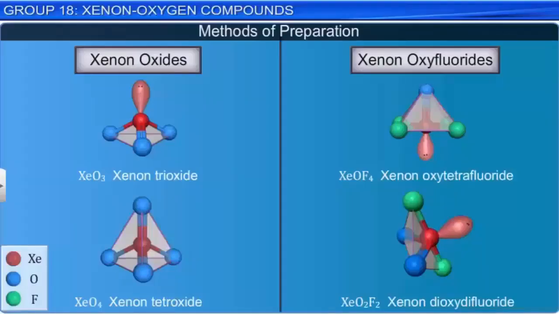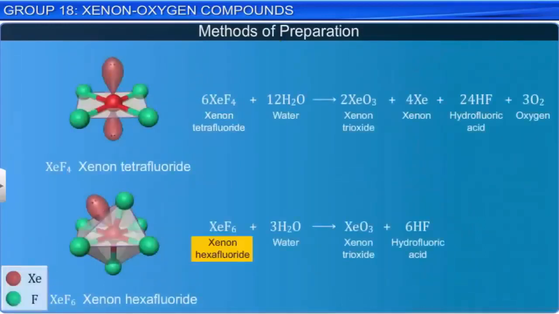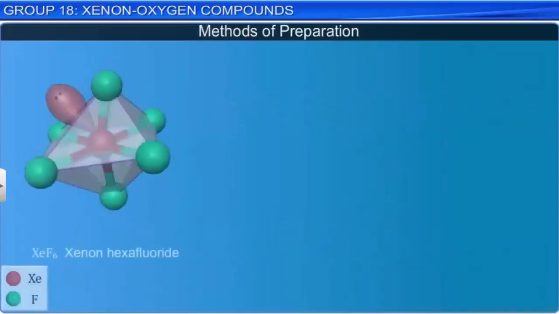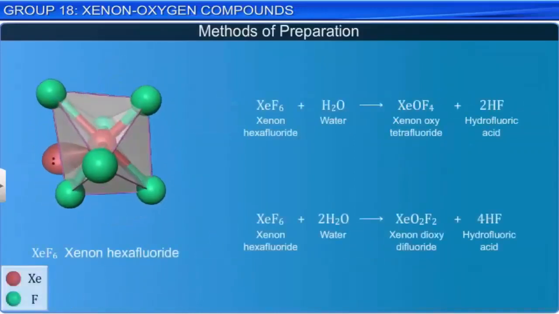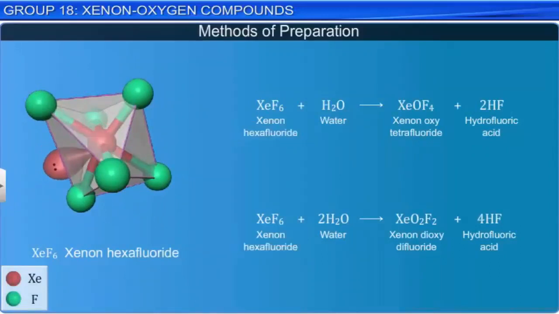Let us first discuss the methods to prepare xenon oxides and xenon oxyfluorides. Xenon tetrafluoride and xenon hexafluoride undergo complete hydrolysis to give xenon trioxide, as shown in these chemical equations. On the other hand, xenon hexafluoride undergoes partial hydrolysis to give oxyfluorides such as xenon oxytetrafluoride or xenon dioxydifluoride, as shown in the equations here.